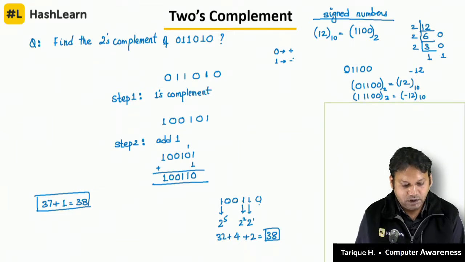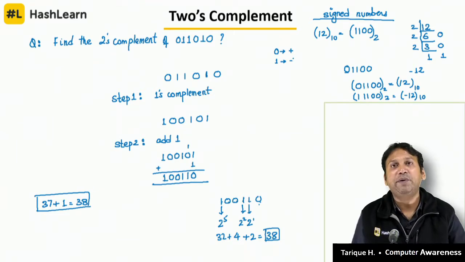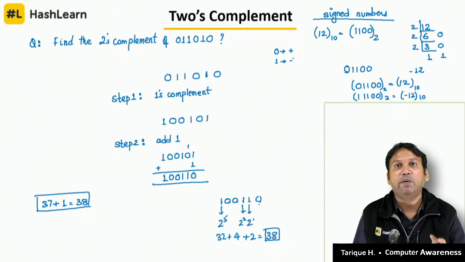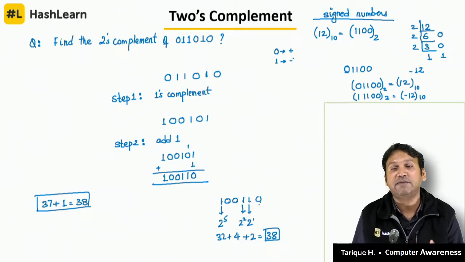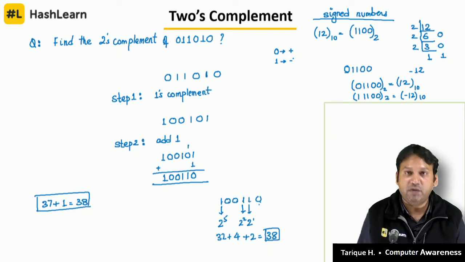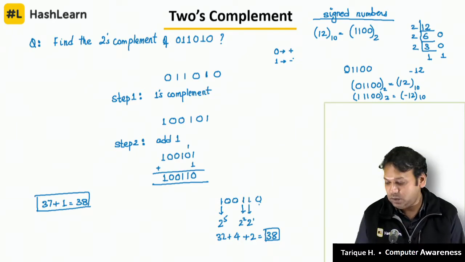Clear? So we are not going to go too much in depth, that's not required for you. 10 questions are there, not much. If you get a question from 1's complement, 2's complement, 1 question you will get. You can solve very easily if you know how to find 1's complement and 2's complement.